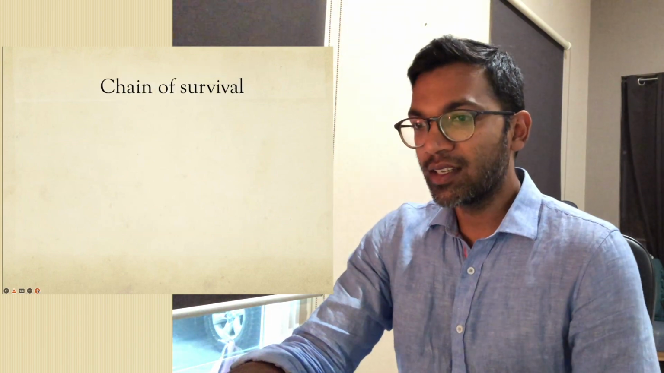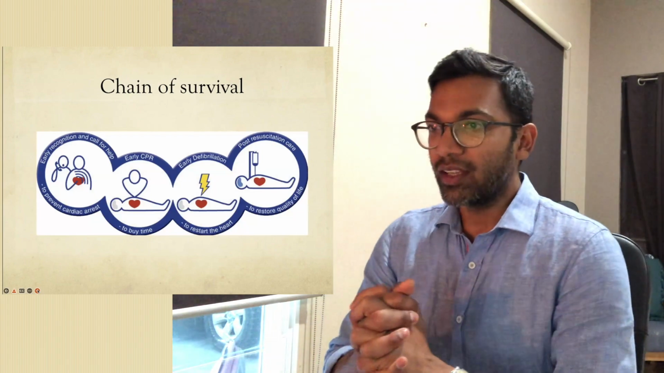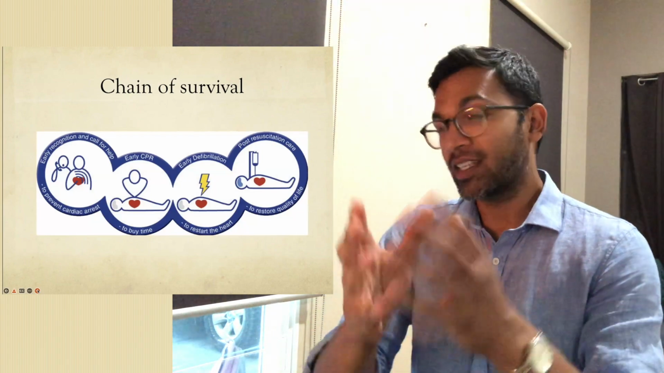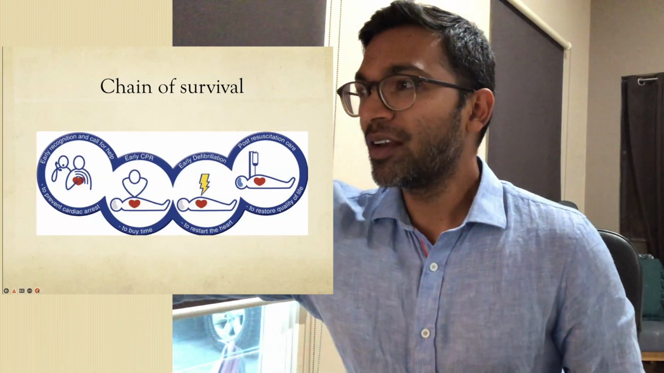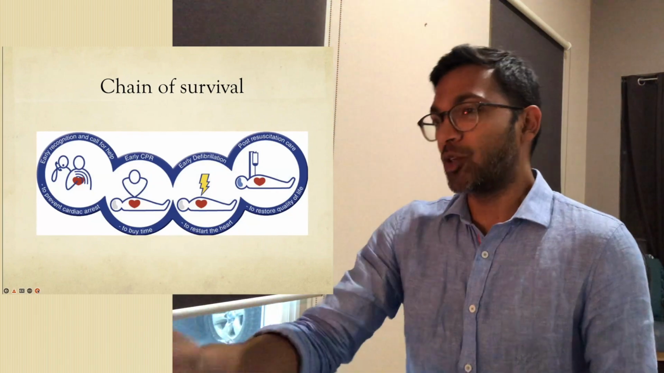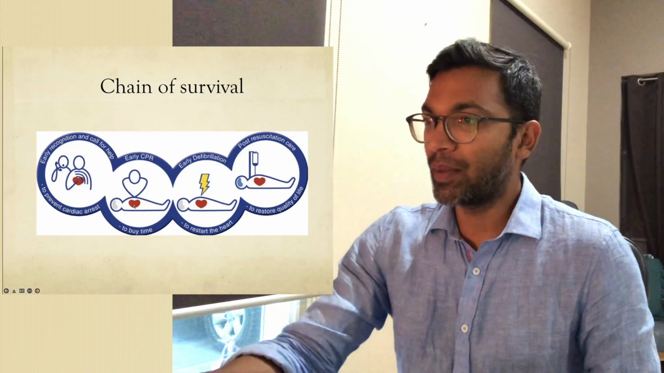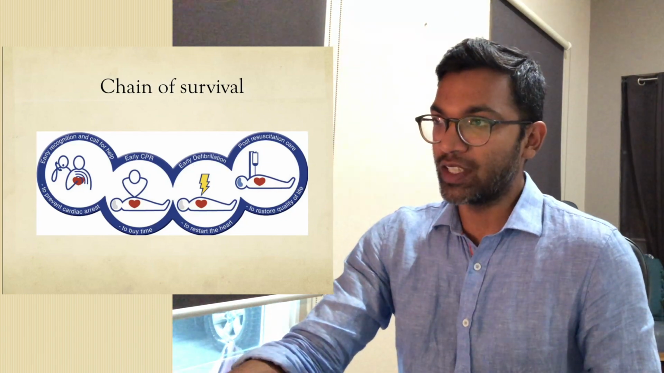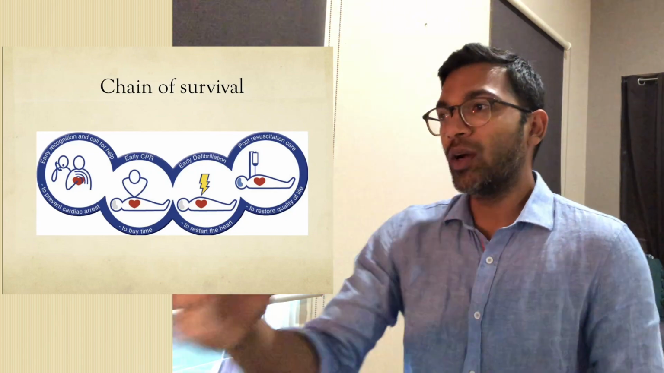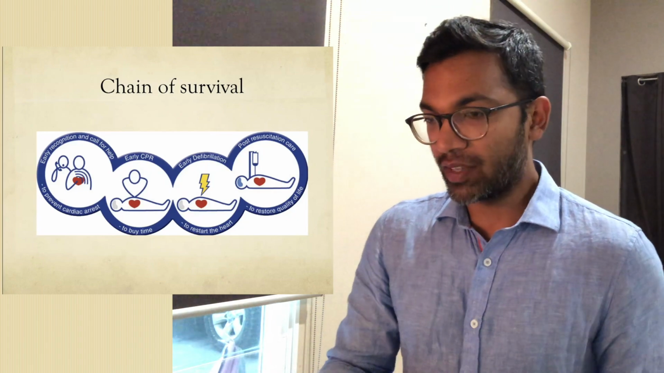The Advanced Life Support Manual and the ARC talk about this chain of survival, and this is directly from them. If you have early recognition, that's kind of obvious. You've got to discover that there is an actual cardiac arrest going on, and then you'll be able to treat it. Early chest compression CPR buys you time. It keeps the heart pumping. Early defibrillation restarts the heart if it's in ventricular fibrillation or VT or a bad rhythm. And then once you've got them back, you need to have really good quality post-resuscitation care.